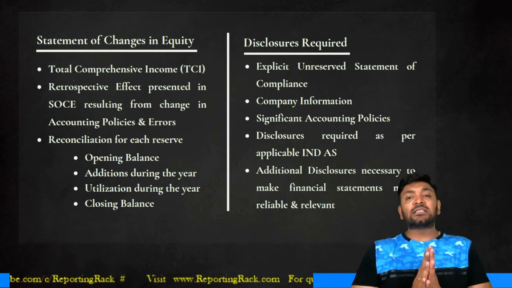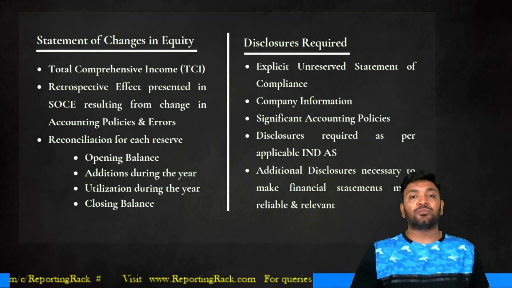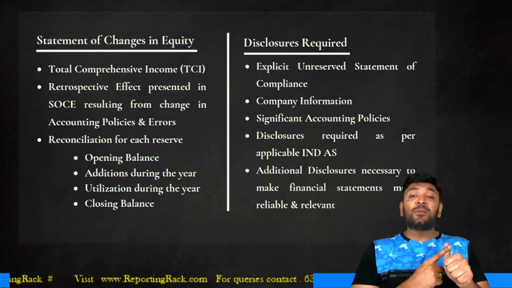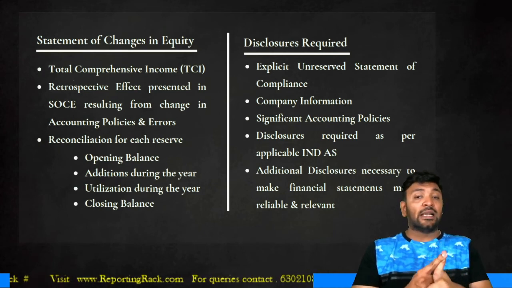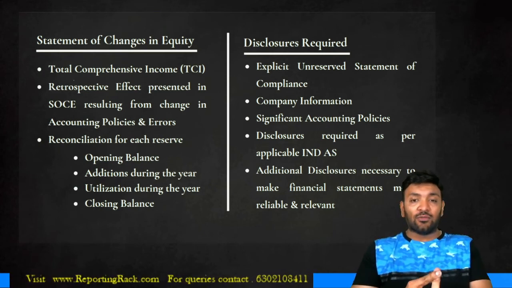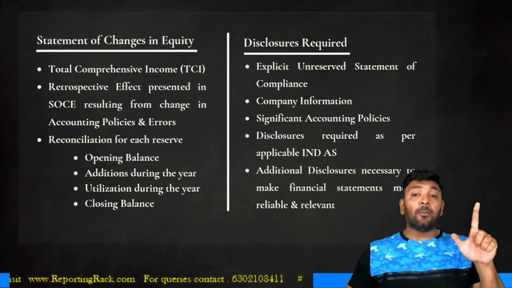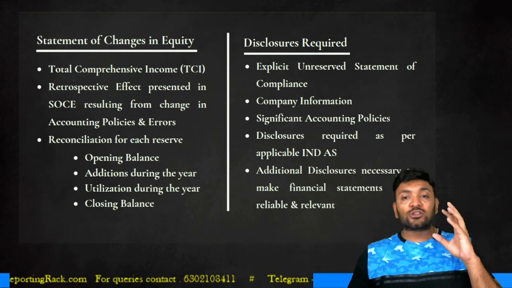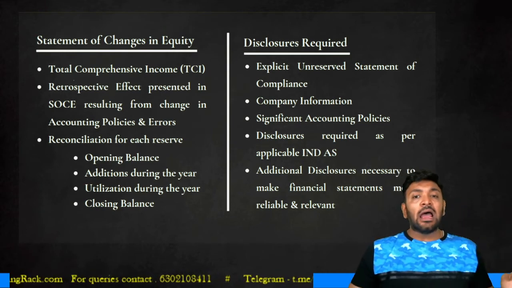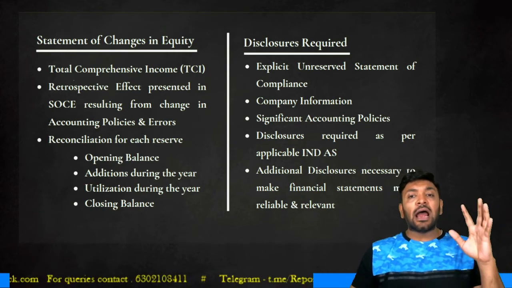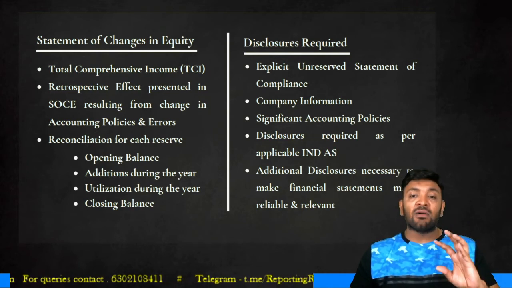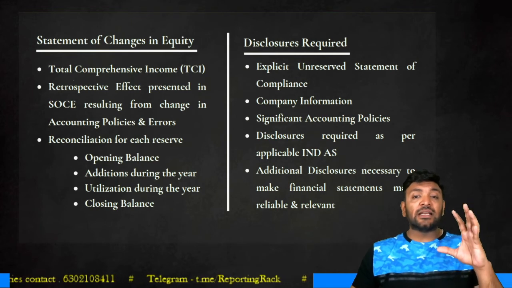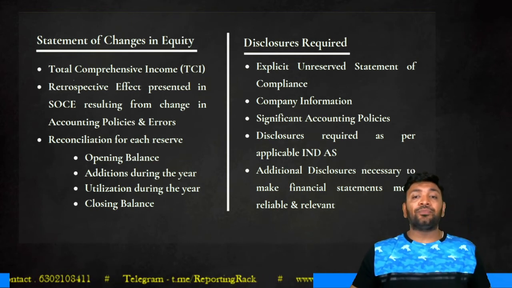What are the disclosures required as a part of your notes to accounts? In your notes to accounts, I should first start with an explicit unreserved statement of compliance with Ind AS, which we started Ind AS 1 with. Apart from that, basic company information should be provided. The company's name is so-and-so, incorporated under so-and-so, having a registered office at so-and-so, and closing its financial statements on 31st March or 31st December each year. So this is the basic company information which has to be presented.